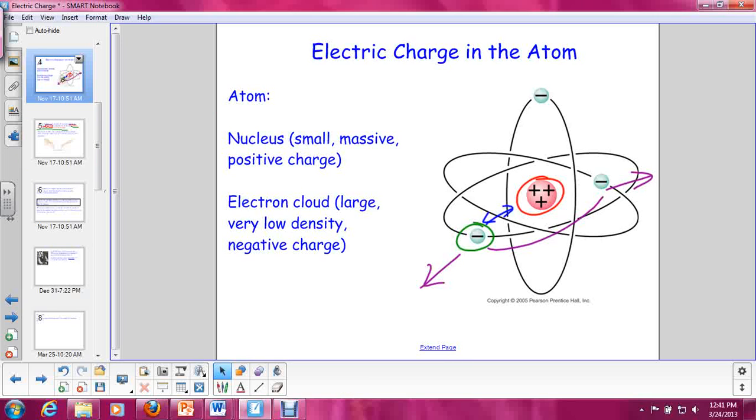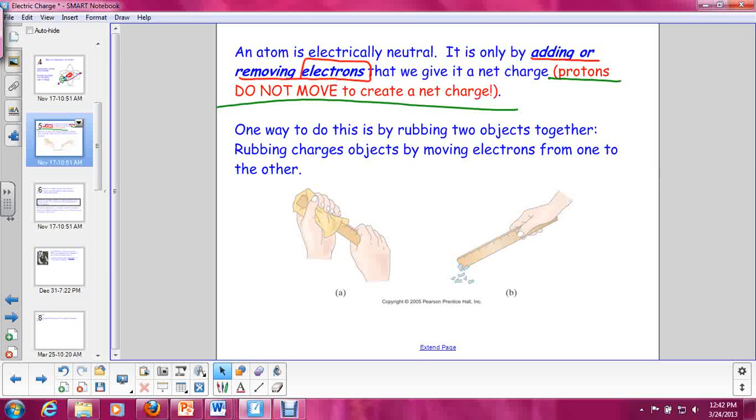And that's because if we look at this picture of the atom, these electrons are way out on the outside. They're free to move. It doesn't take a whole lot to pull them off or add them. But the protons are stuck within the nucleus, and this is a very, very small but pretty massive object. They are stuck there. It takes incredible amounts of energy to move those protons and remove them from the atom. So it's very important to remember, only electrons move. Protons do not move to create a charge.